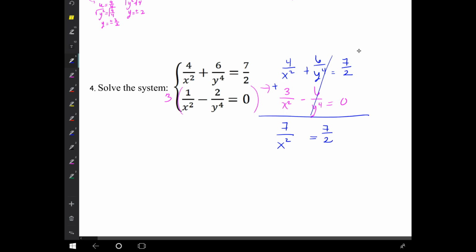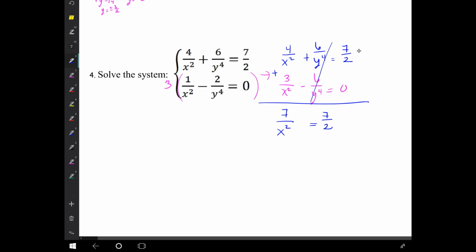How do we do that? How do you guys do that?